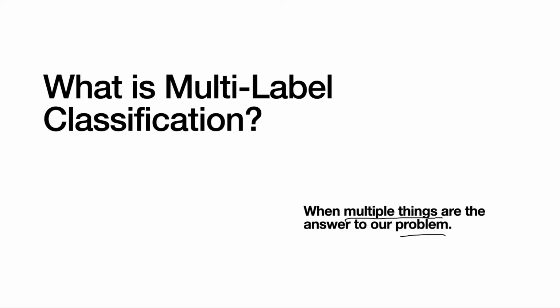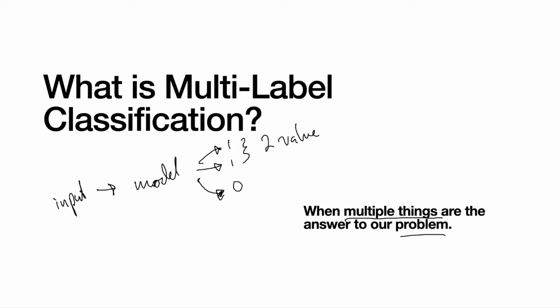So for example, you have some input given to a model, and the model predicts multiple outputs. And from these multiple outputs, you could have two values that are correct. So our model is basically giving multiple labels the correct value.